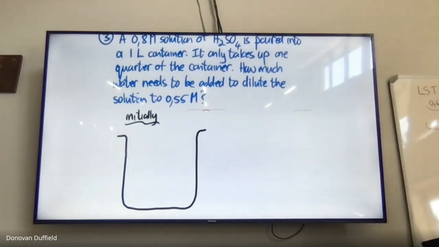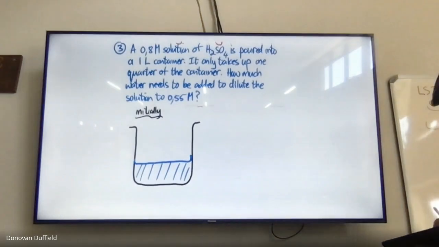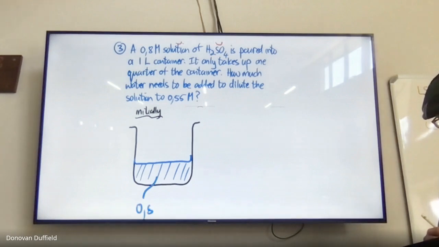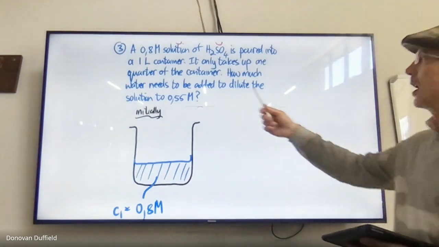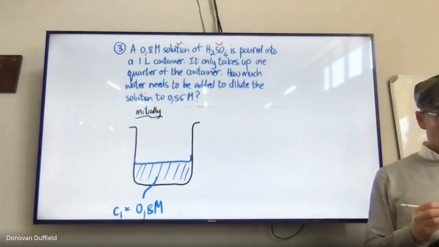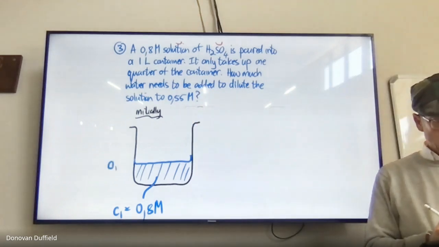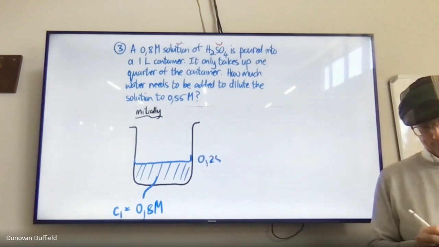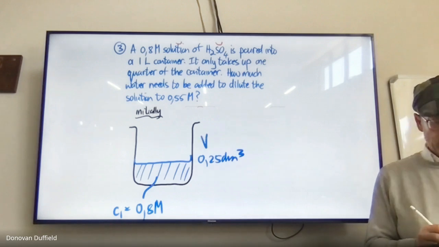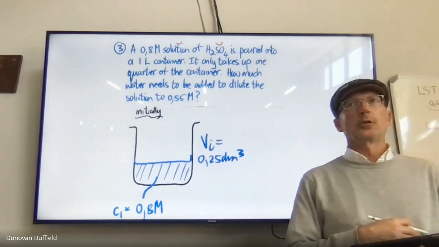And we pour a 0.8 mole per cubic decimeter solution. So this is going to be concentration 1. And if it takes up 1/4 of the 1 liter container, then the volume is 0.25 cubic decimeters. That is V initial. Do you agree?